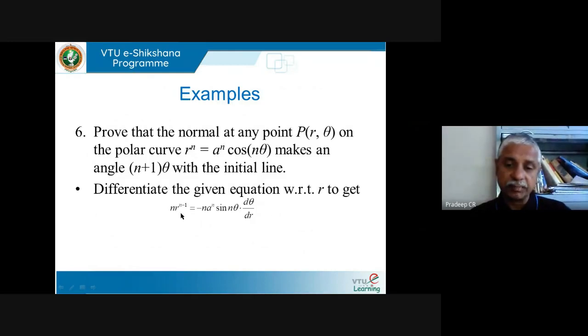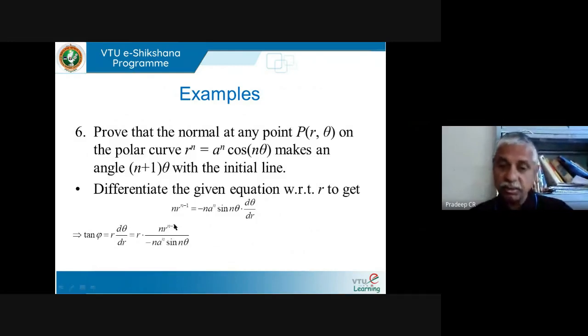I have done it here, n r power n minus 1. So cos n theta, you have to differentiate. If you differentiate cos n theta, you'll get minus n sine n theta d theta by dr. That's what I have written here. A power n is constant. So tan phi, which is r d theta by dr, from this equation I'll get n r power n minus 1 divided by minus n a power n sine n theta. Now I'll simplify this. R is here and r power n minus 1 is here. So together it will become n r power n.